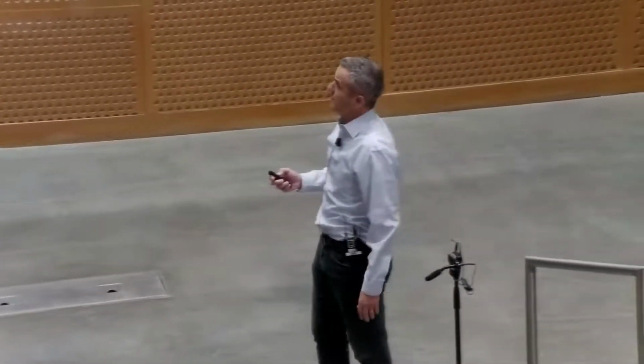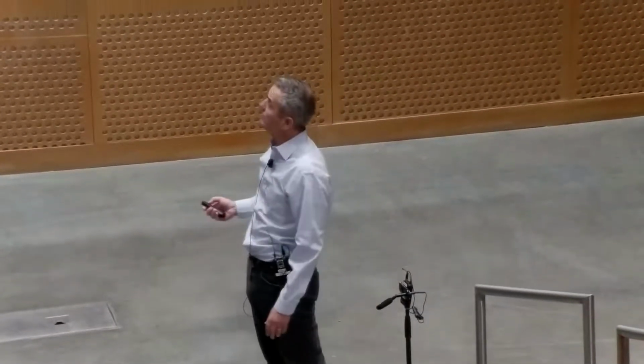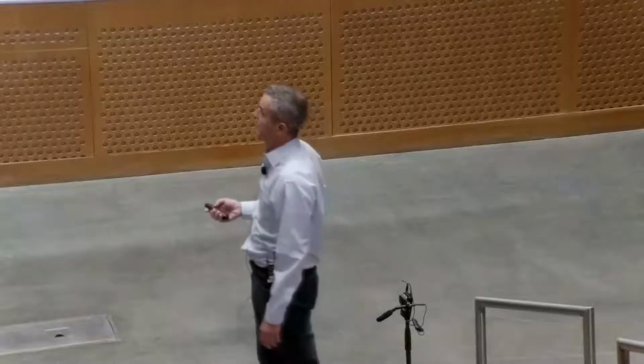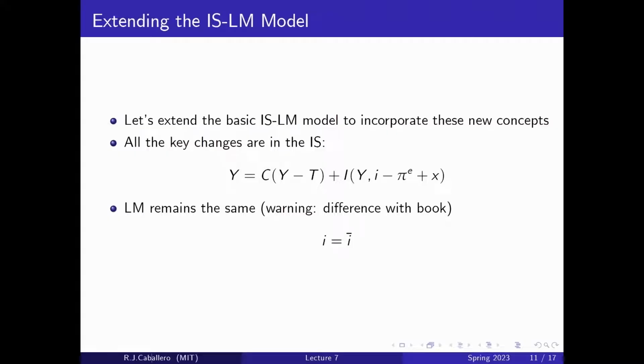So that takes me to the IS-LM model. I want to now bring in these two ingredients. The two modifications I introduce are relevant for the IS. The LM doesn't change. The central bank keeps setting the nominal interest rate, and that's the target of the central bank. The central bank may decide to react to things that happen in expected inflation and the credit spreads, but the LM is the same as it used to be.